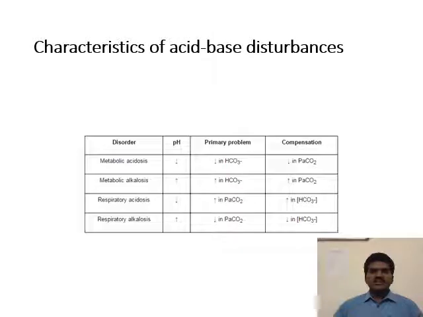The characteristics of acid-base disturbances. In metabolic acidosis, pH is decreased. Primary problem, bicarbonate is decreased. Compensation, decrease in PaCO2. Metabolic alkalosis, pH is increased, bicarbonate is increased, and also PaCO2 is increased. In respiratory acidosis, pH is decreased, PaCO2 is increased, and bicarbonate is increased. Respiratory alkalosis, pH is increased, PaCO2 is decreased, also bicarbonate is decreased.